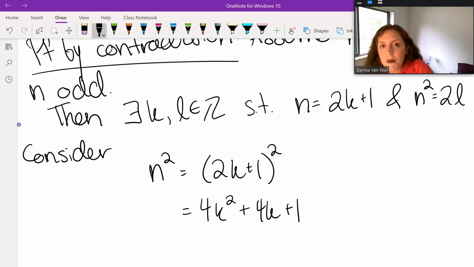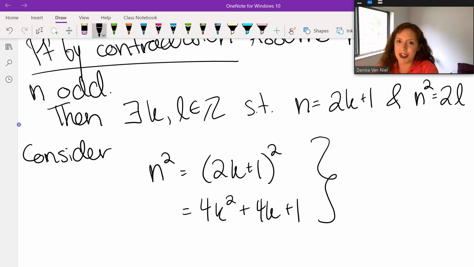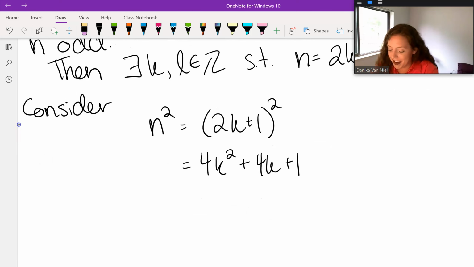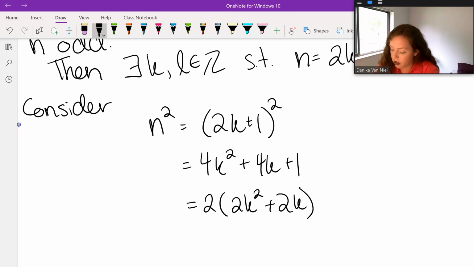Well, if we're assuming that n squared is even, one way that we could go about this contradiction is to try to show that if n is odd, then n squared has to be odd. I hope that rings a bell, because that's where we've seen this before, when we proved that n is odd if and only if n squared is odd. Okay? All right, so we're going to do something similar as that time. So we pull out a 2 just out of these first two terms, and we leave the plus 1.